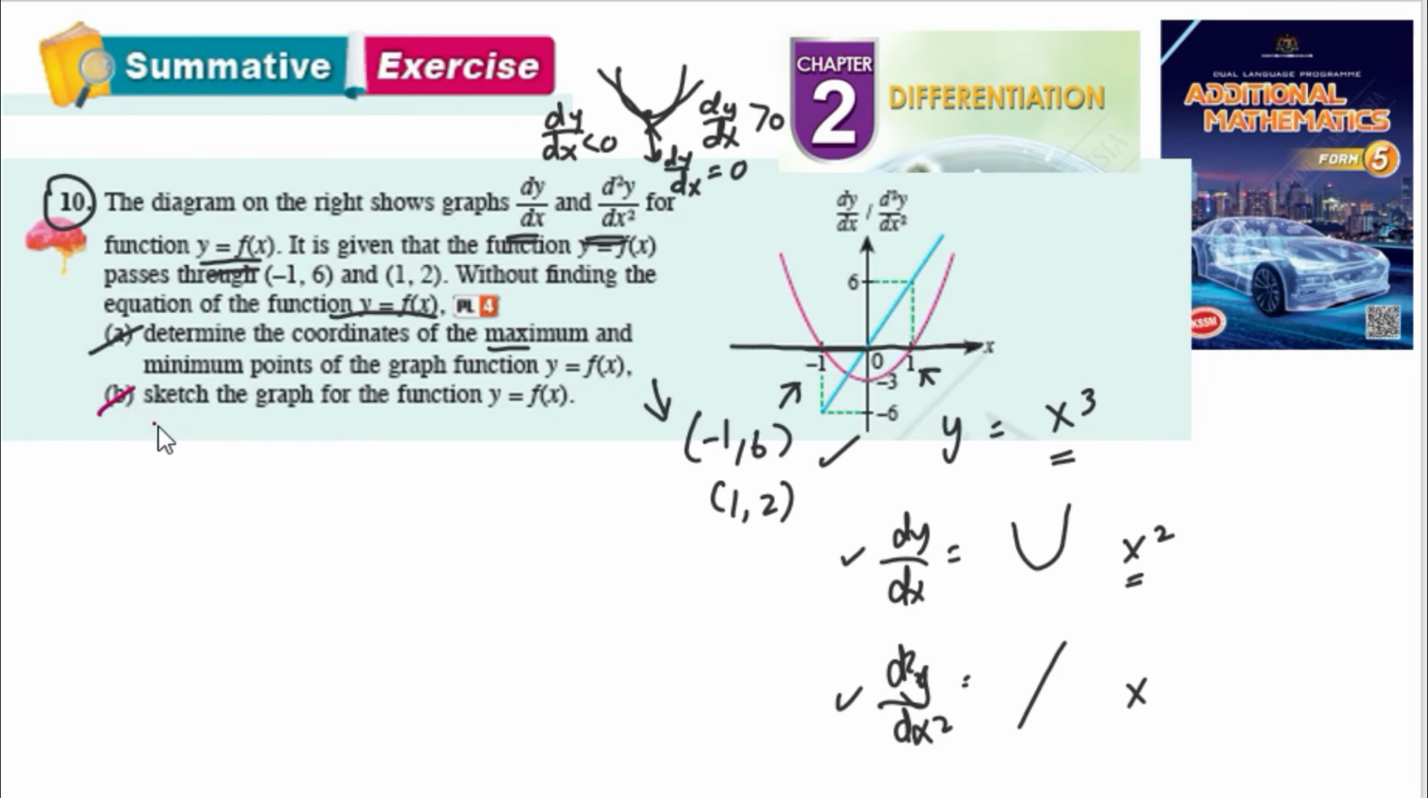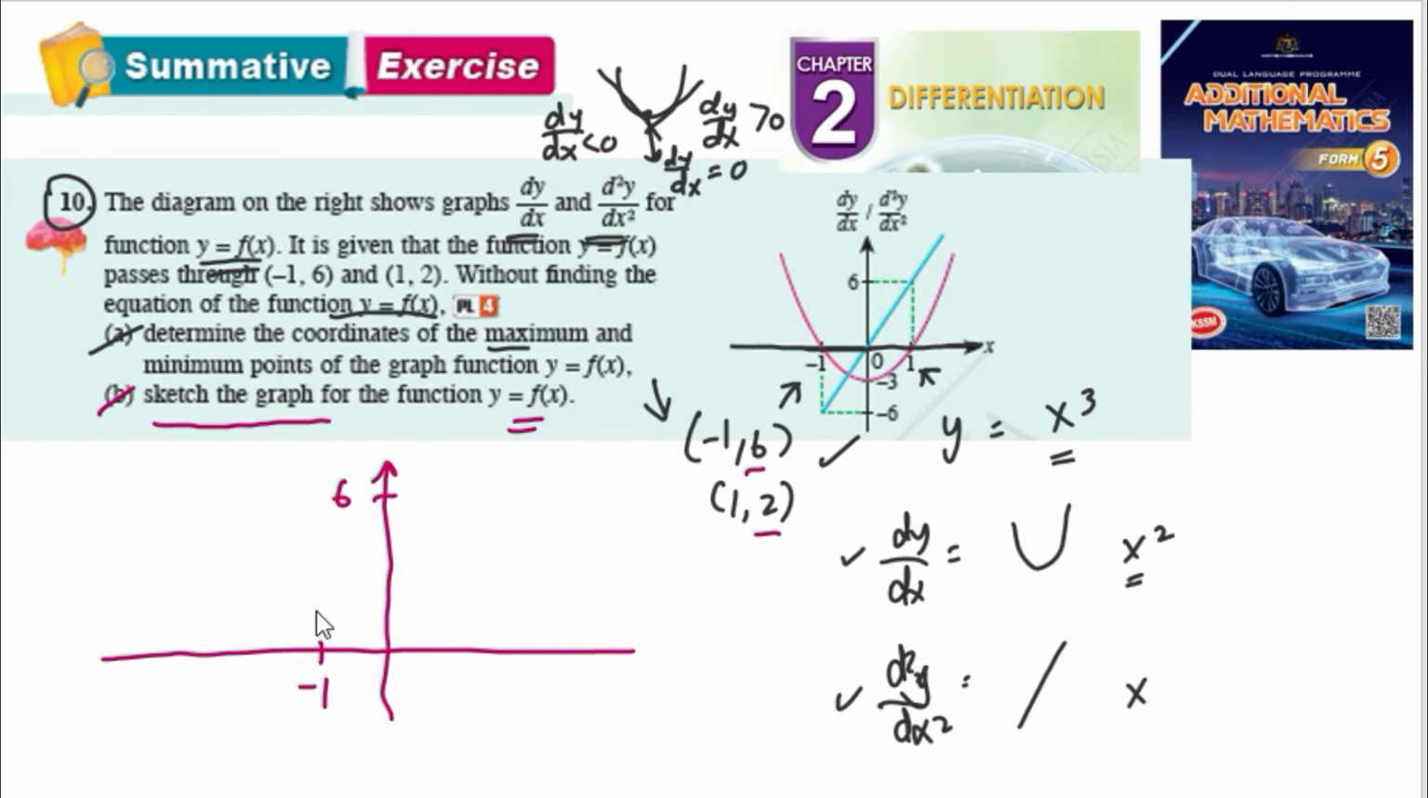B, sketch the graph of the function. So we have 2 points, right? So we just roughly plot. We have 6 and 2, both y positive, so I just roughly sketch here. This one is (-1, 6). So negative 1 might be here, and 6 might be here. And then I have (1, 2), so 1 and 2 might be here. Right, so this is 2.